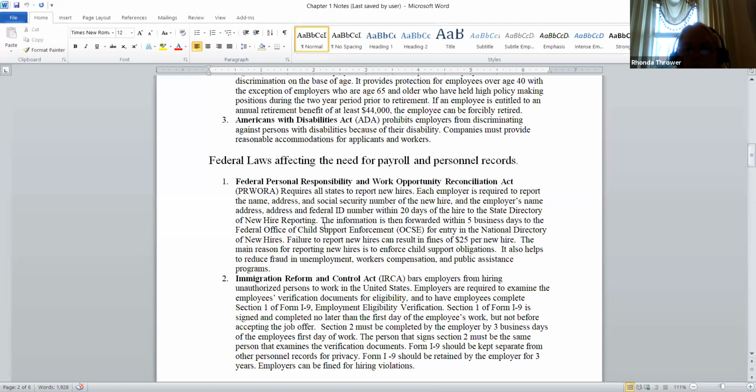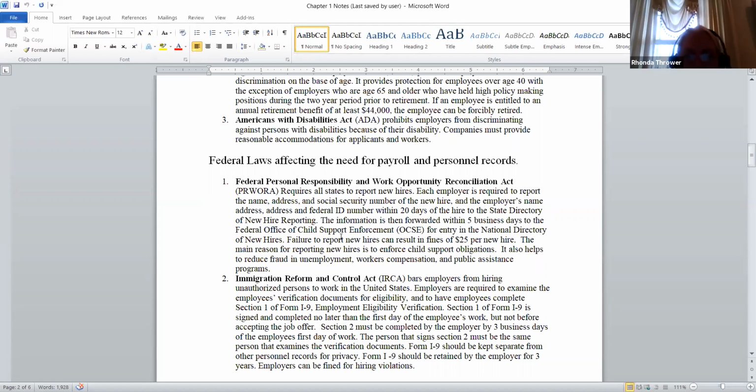This information is then forwarded within 5 business days to the Federal Office of Child Support Enforcement, where it's entered in a national directory of new hires. And if companies fail to report new hires, they can be fined for this. But the Federal Personal Responsibility and Work Opportunity Reconciliation Act is basically to aid in the enforcement of people paying child support.